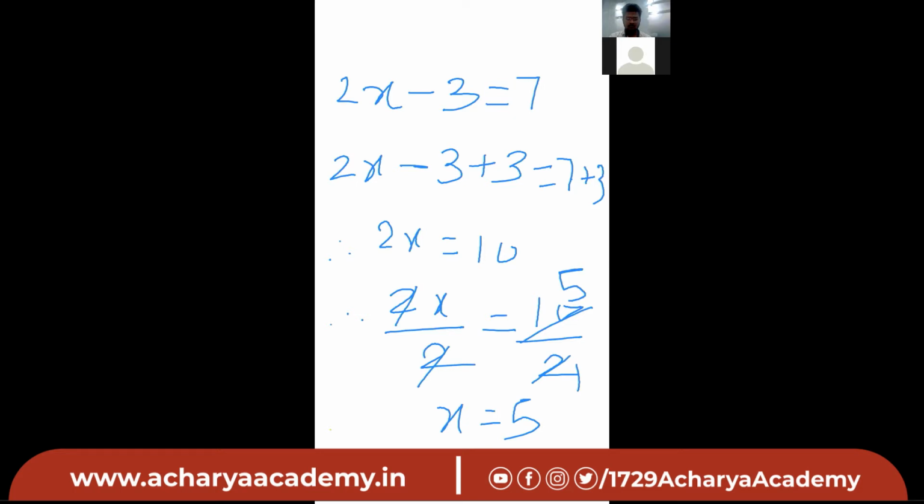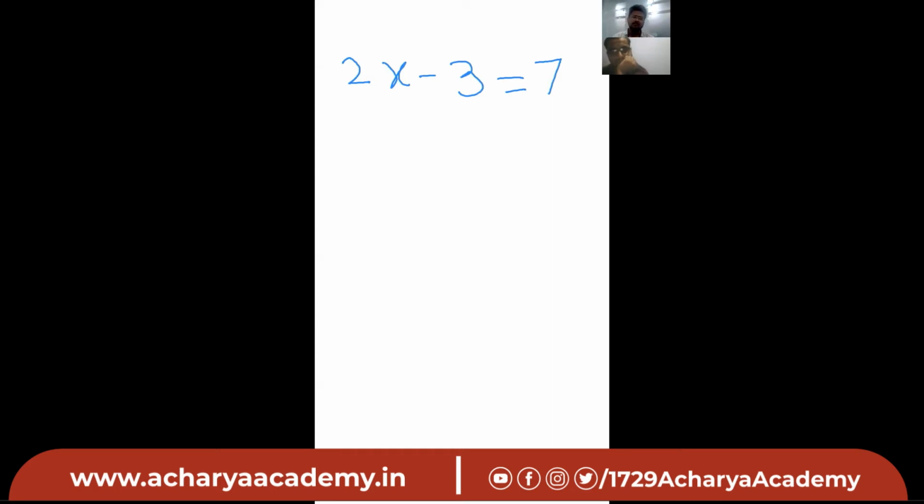This was the first method. Now I will tell you the second method, the transposing method. In this method, we basically shift terms from the LHS to the RHS or vice versa. Let me take the same example again: 2x minus 3 equals 7. Here I'm going to change the position of some numbers. There are some basic rules. When you shift a negative term to the other side, you have to make that term positive.